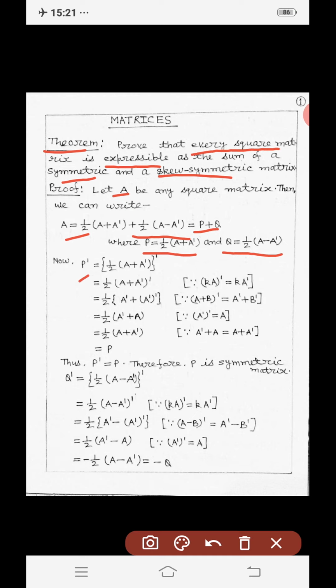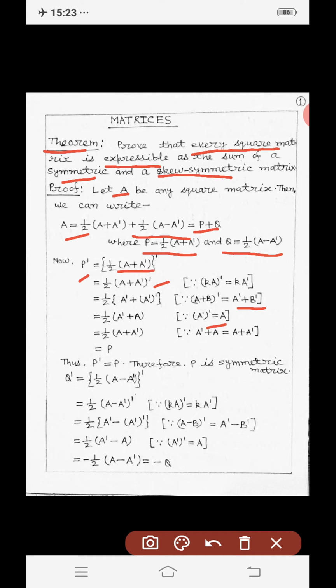Now P dash equal to transpose of 1 by 2 into (A plus A transpose), and this is equal to 1 by 2 into (transpose of A plus A transpose), since transpose of kA equal to k A transpose. This implies 1 by 2 into (A transpose plus transpose of A transpose), since (A plus B) whole transpose equal to A transpose plus B transpose, and this is equal to 1 by 2 (A transpose plus A), since transpose of A transpose equal to A. This is equal to 1 by 2 (A plus A transpose), since A transpose plus A is equal to A plus A transpose, and this is equal to P from the above.